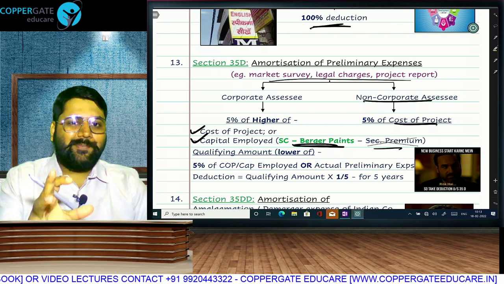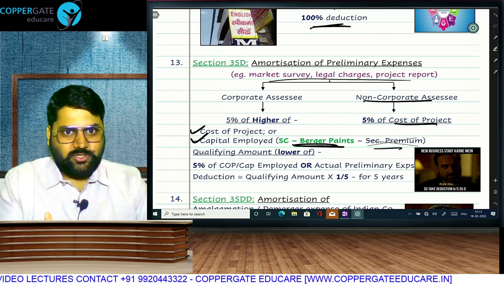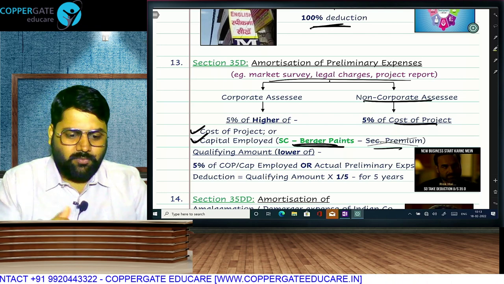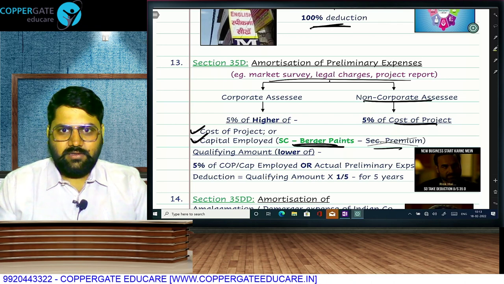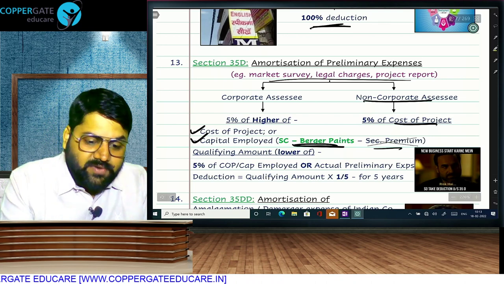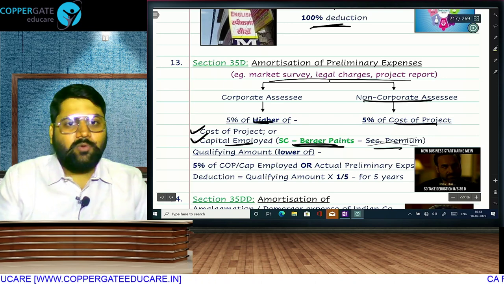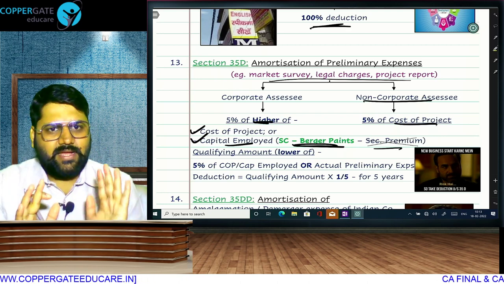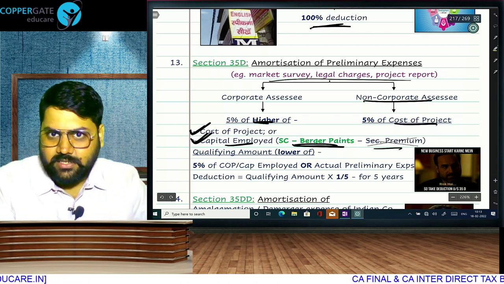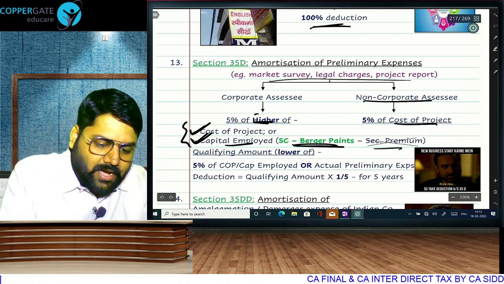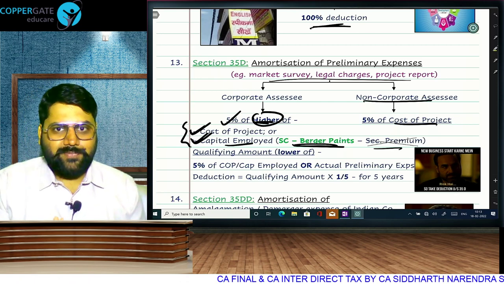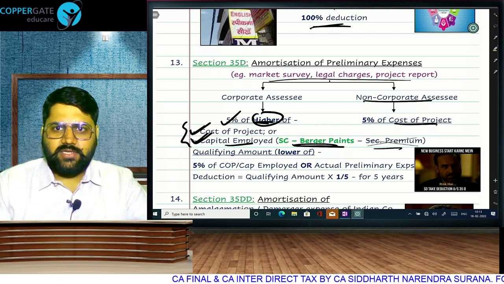If you calculate capital employed in financial management, sources of funds, then your reserves and surplus have to go there, your long-term borrowings, everything will go there. What is the money invested? But here, securities premium will not be taken as per the Supreme Court judgment. We will take whichever is higher. Now use your brain: capital employed can come only for a corporate assessee. So for non-corporate, only one answer, 5% of cost of project. For corporate assessee, you take cost of project or capital employed excluding securities premium, and out of the two, whichever is higher, you take 5%. So cost of project or capital employed, whichever is higher, 5%. And for non-corporate assessee, directly cost of project, 5%.